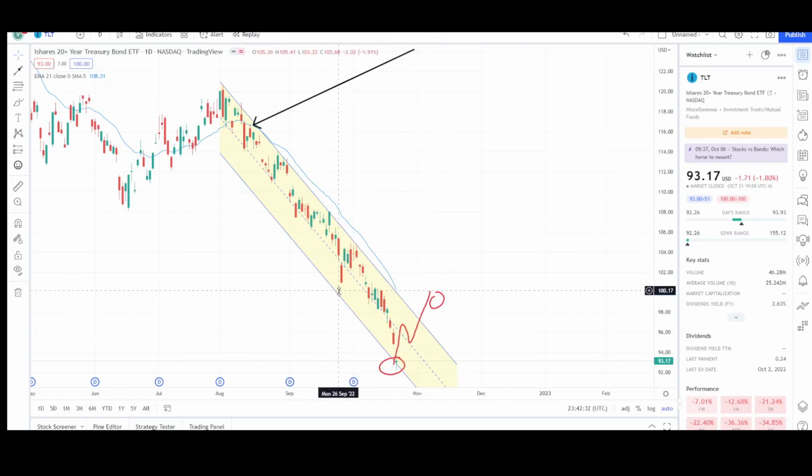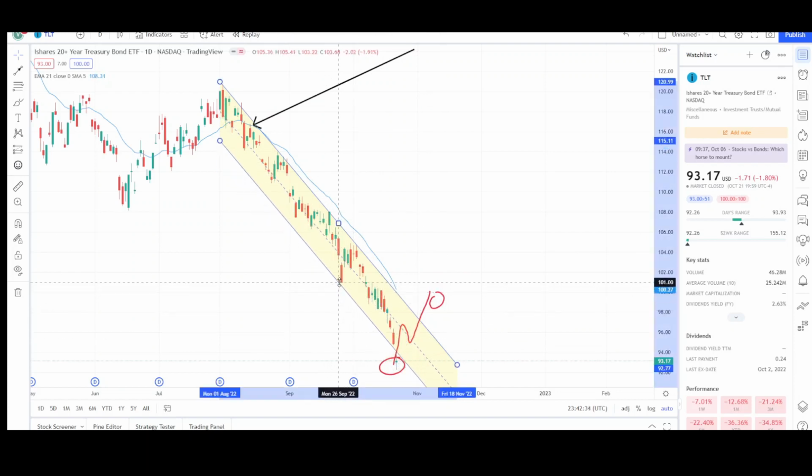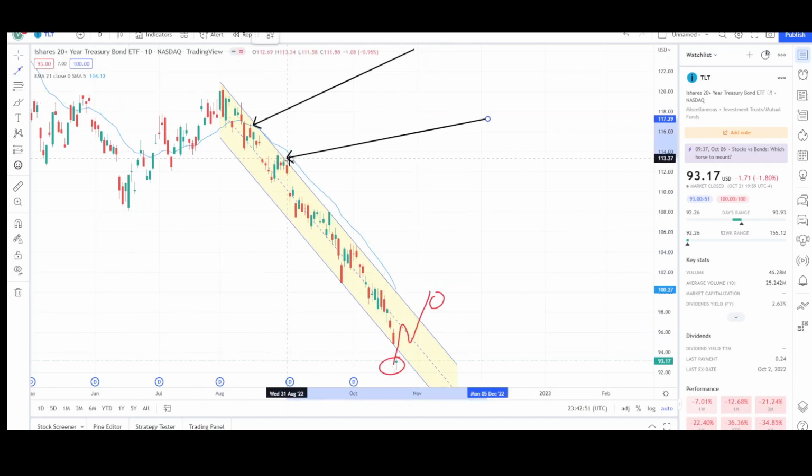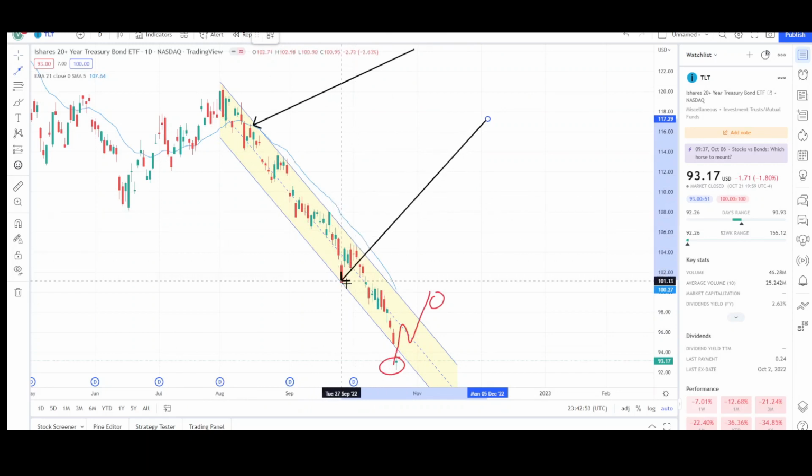But I don't know, because the lower side of this channel doesn't really have a lot of touches anywhere. It looks like there was a touch over here, but then we broke it right here, so then I have to move it down. And then we did close right over here, but we did break it. So I'm not sure where the lower side of this channel is. You can see that the top of this channel is very clear, but the bottom is not.